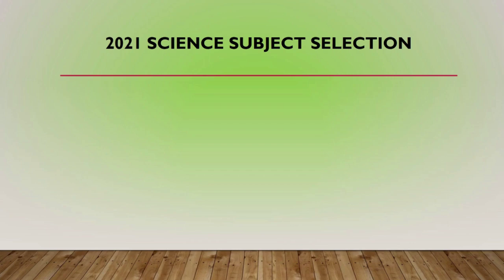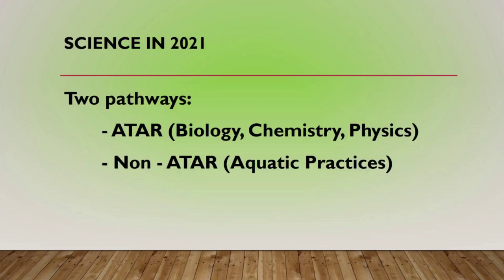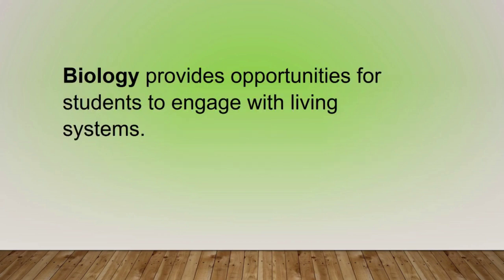In 2021, we're looking at subject selection, and for science, there's two pathways you can take. You can take the ATA pathway or the non-ATA pathway. The non-ATA pathway was introduced this year to allow for those students interested in science, but they don't want to do the general subjects. So we've got that applied option. So we've got aquatic practices in there. For the ATA pathway, we've got our general subjects, biology, chemistry, and physics. Now we'll talk about different subjects.